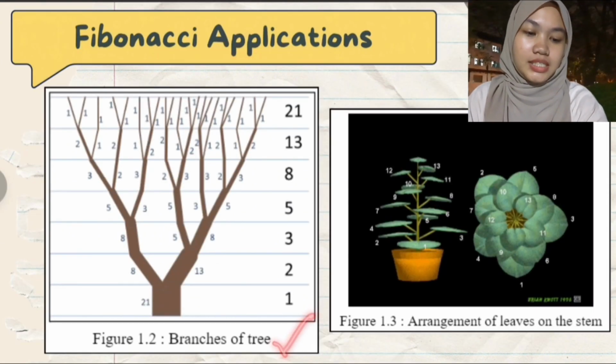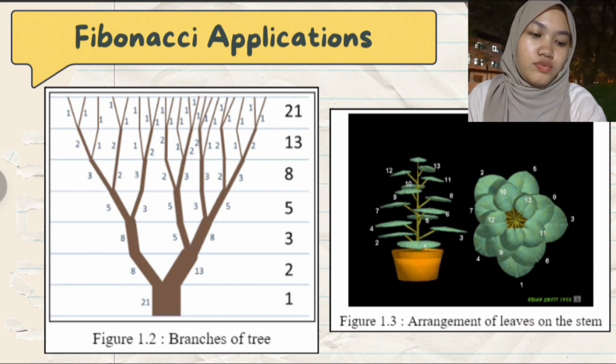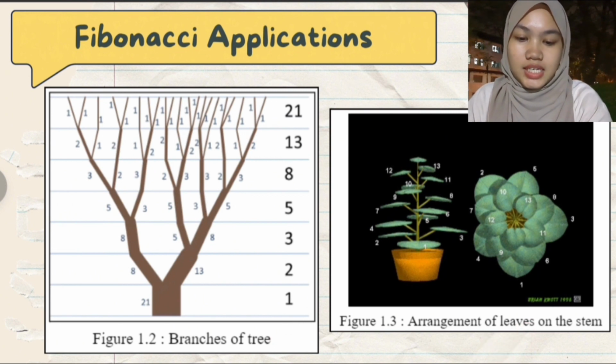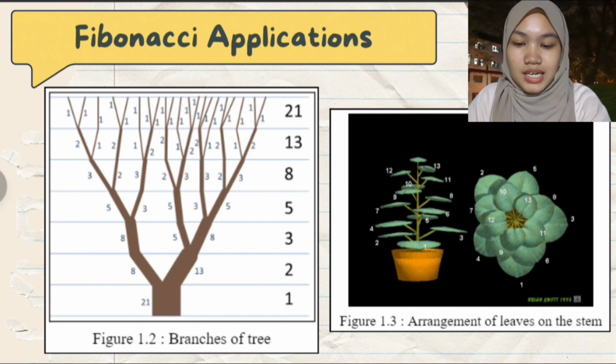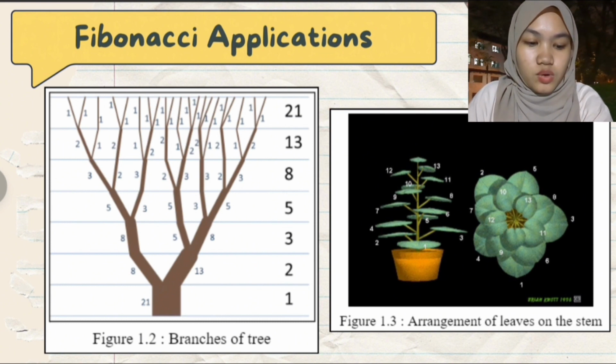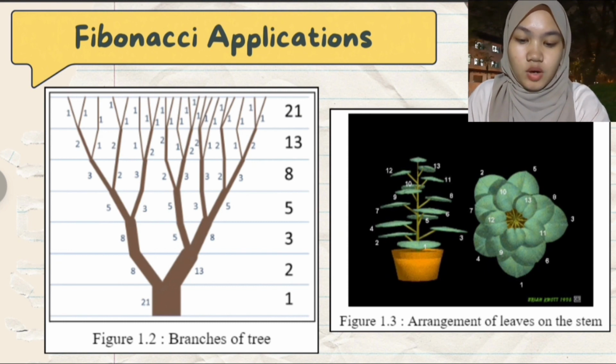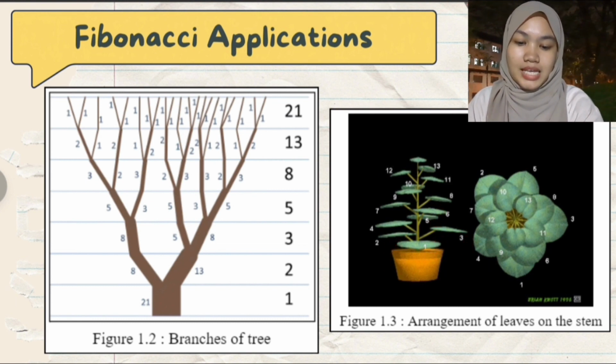Okay, so next are the Fibonacci applications. We have here the branches of trees and the arrangement of leaves on the stem. If we count the number of branches in each spiral, we will find that they follow the Fibonacci sequence. You can notice that each successive branch forms a larger angle than the one before it. For the arrangement of leaves on the stem, the number of leaves in each spiral on the stem follows the Fibonacci sequence. This is thought to be an efficient and effective way for plants to maximize their use of available resources and adapt to their environment.